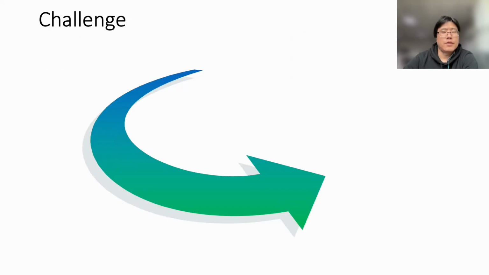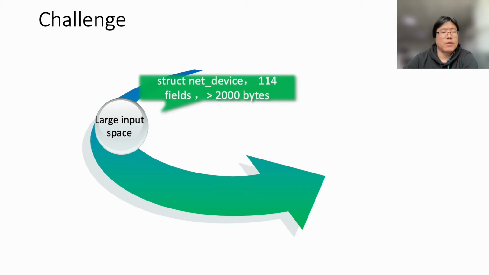There are two challenges to constructing the required structures. The first is the complexity of the data structures used in the device driver. Take the net device structure used by the network card as an example. It contains 114 fields, and its size exceeds 2,000 bytes. Filling such a large input space with random input is obviously impossible.